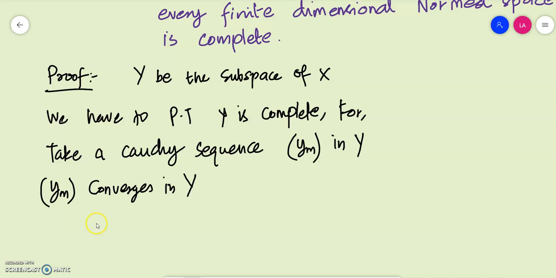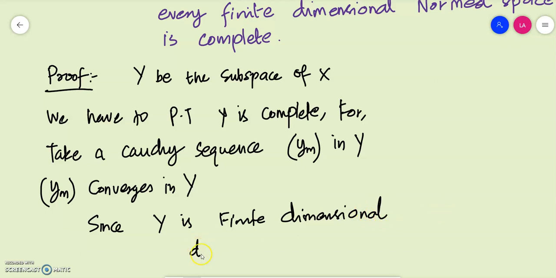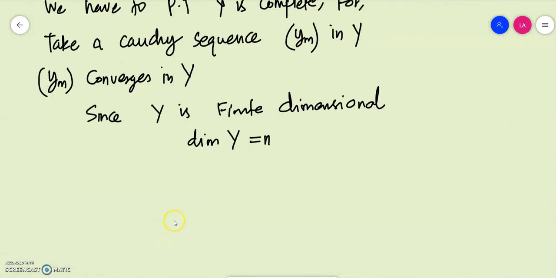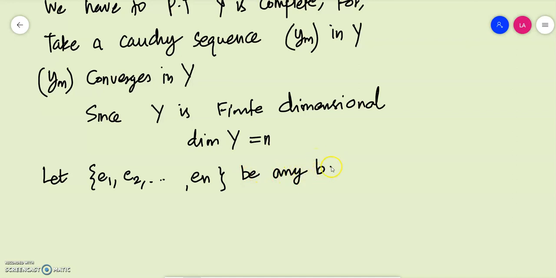Since we assume that Y is finite dimensional, say the dimension of Y is n, every element in Y can be written as a linear combination of a basis containing n elements. So for that we choose a basis. Let e1, e2, etc., en be any basis of Y. The dimension is n, so the basis consists of exactly n elements.